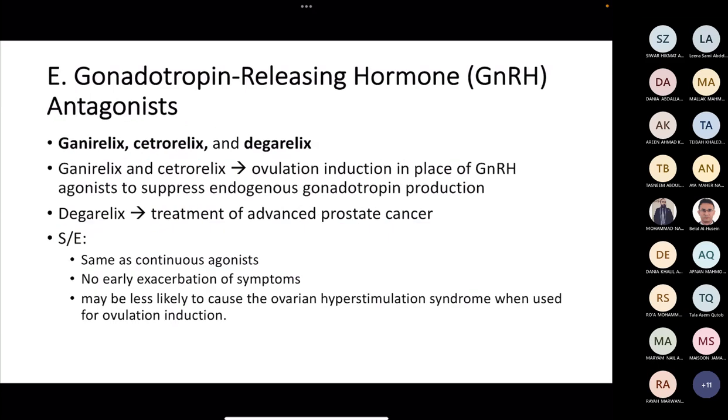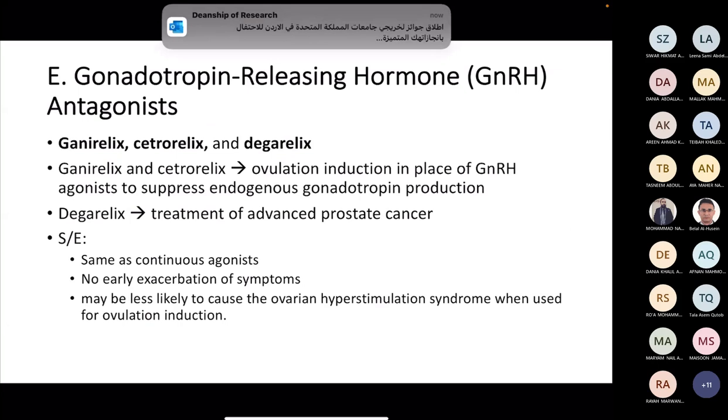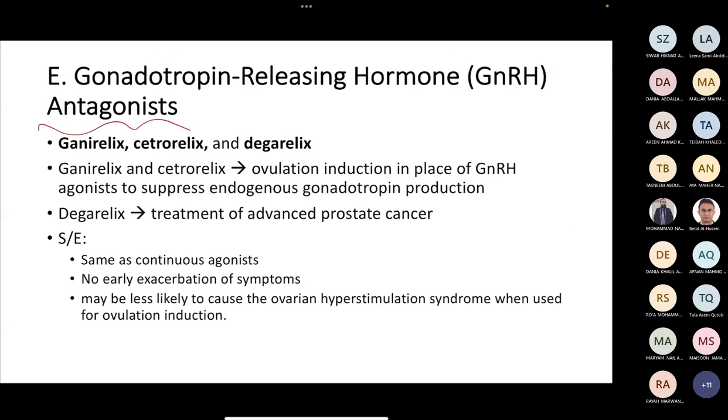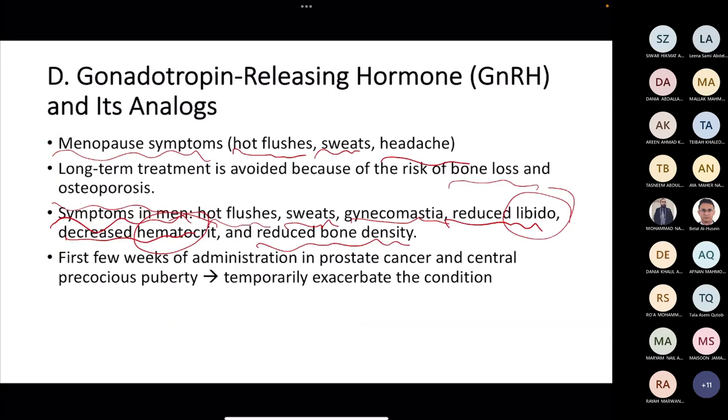Of course, on the other hand, we also have gonadotropin releasing hormone antagonists. Those do not produce a stimulatory effect during the first 2 weeks, but they cause immediate inhibition. We have ganirelix and cetrorelix. They cause similar side effects to the ones we discussed before.